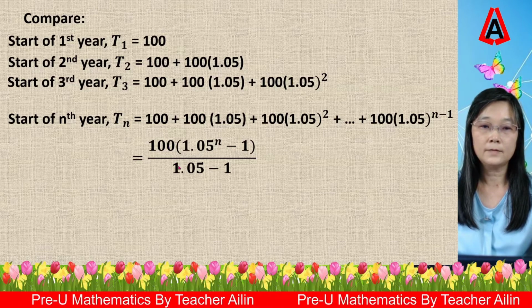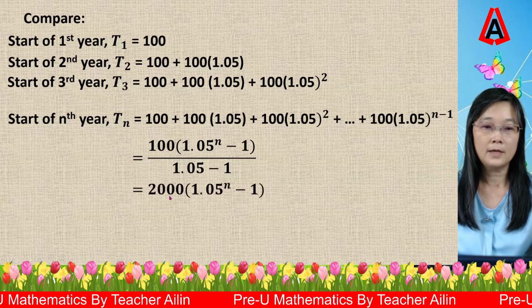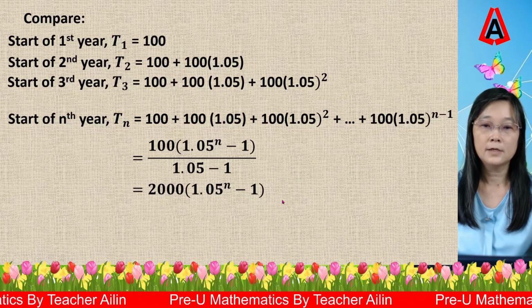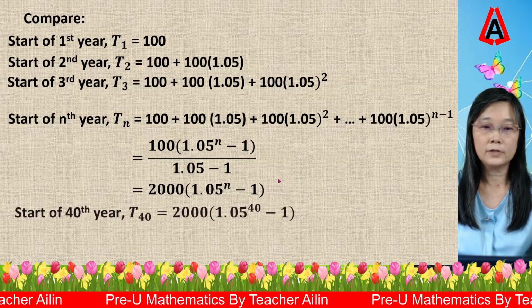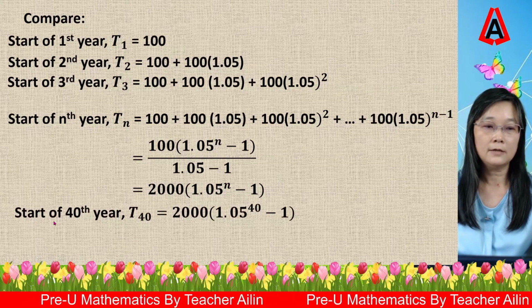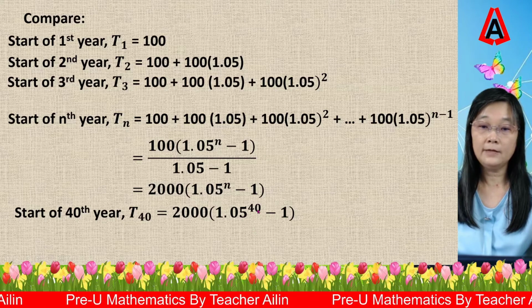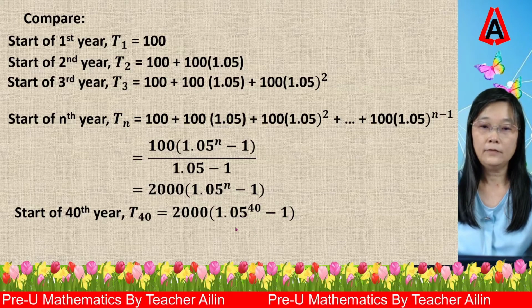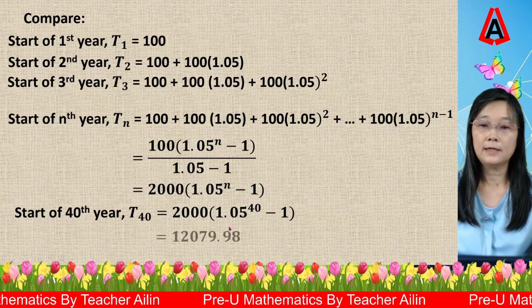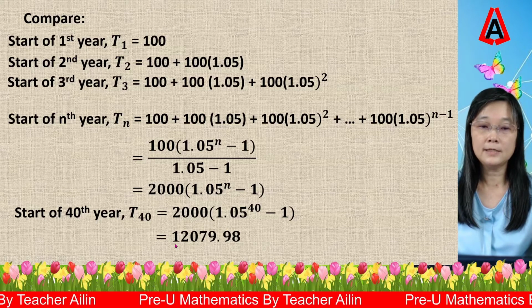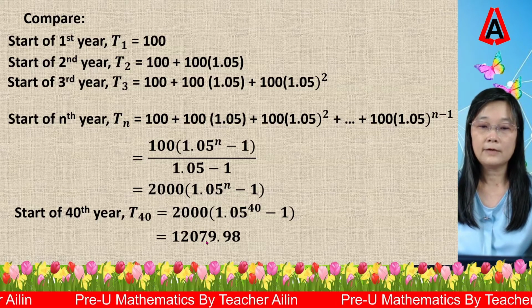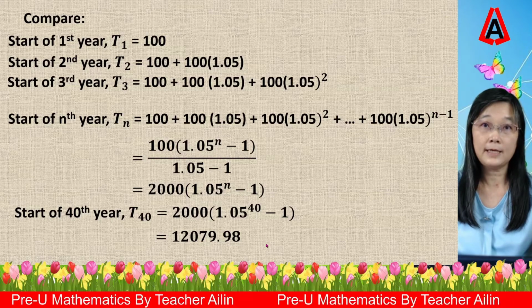So when I simplify this part, I will get 2000. Now I can answer the question: at the start of the 40th year, I just substitute n with 40. Then when I press the calculator, I get the answer, that is 12,079.98.